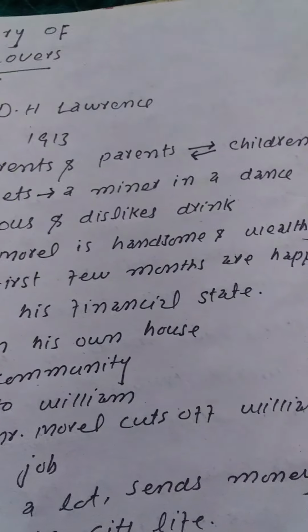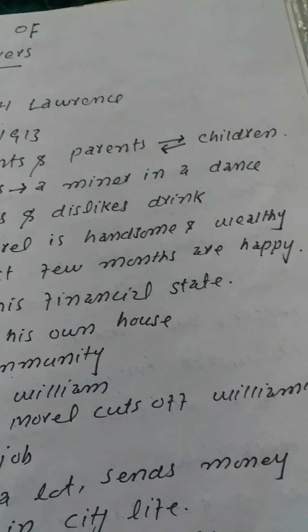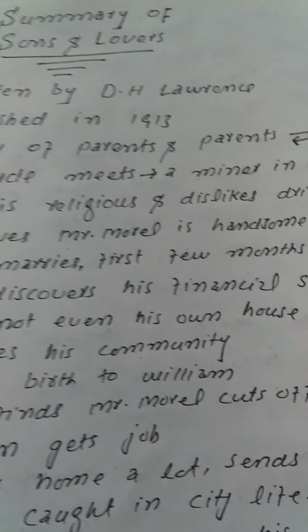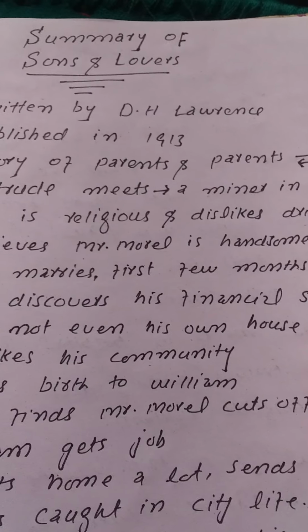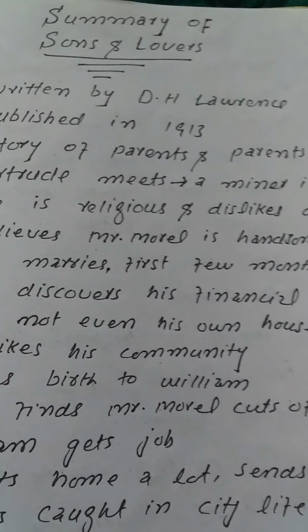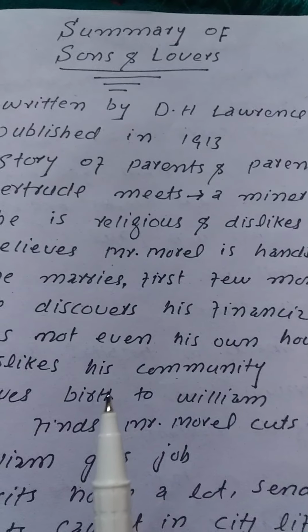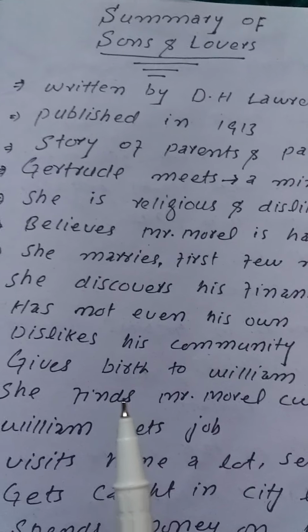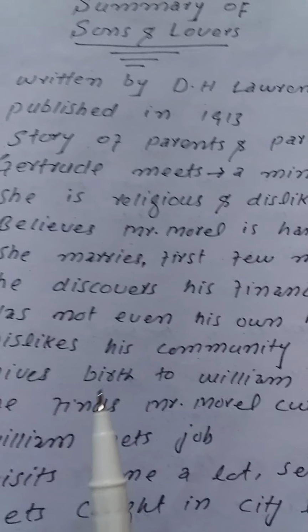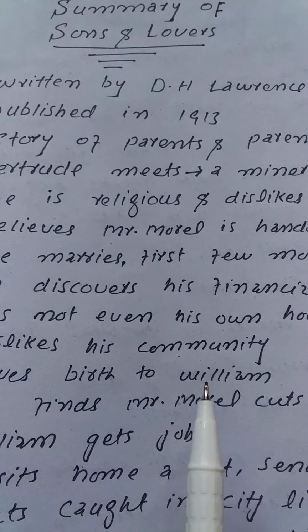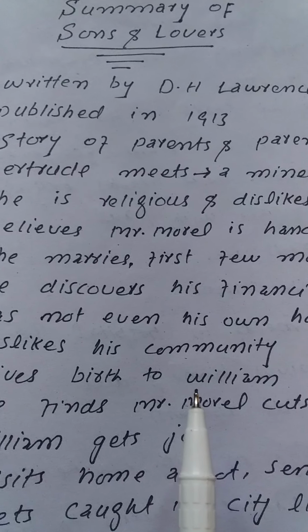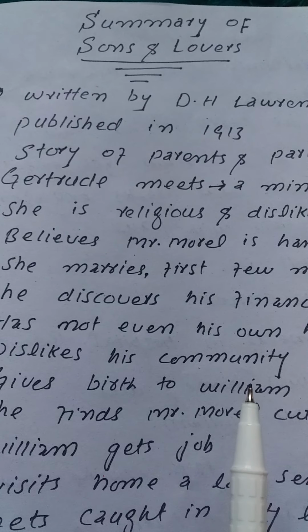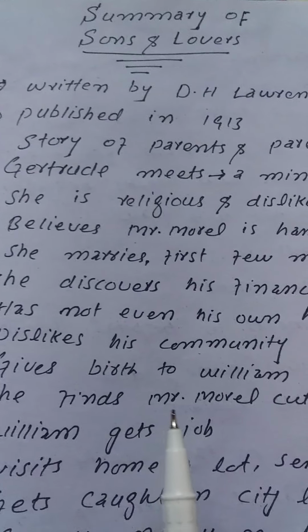The first few months of their marriage are happy, but after a few months, she discovers that he is not as wealthy as she believed. She also discovers that he doesn't have his own house and is living in a rented house. She disliked life in the mining community. It means the community where she and her husband, Mr. Morrell, are living is a miner community who dig minerals.